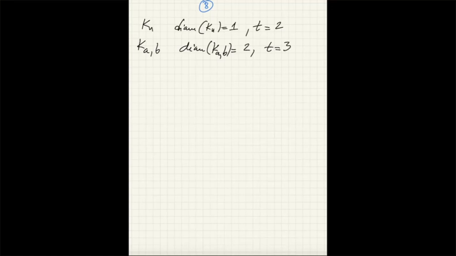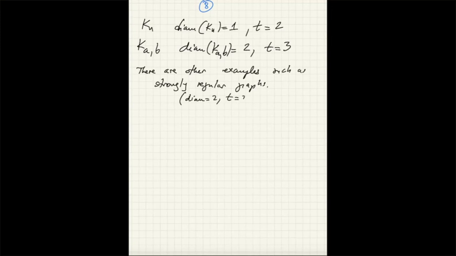And there are other examples, so we'll talk later about such graphs as strongly regular graphs. These would be graphs of diameter 2, and t will be 3. There are also other special graphs called distance regular graphs that can have larger diameter, but t would equal d plus 1.